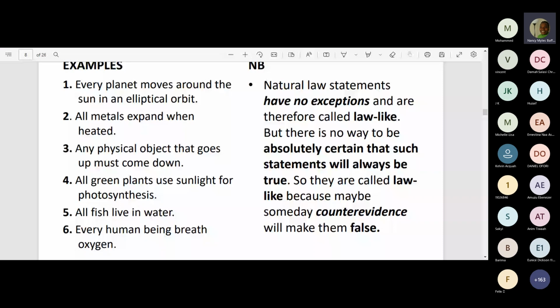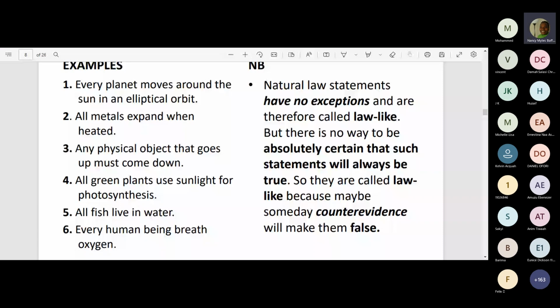But there comes the but. There is no way to be absolutely certain that such a statement will always be true. You can't be certain because you're not discovering. So they are called law-like because maybe someday counter evidence will make them false. They are falsifiable.